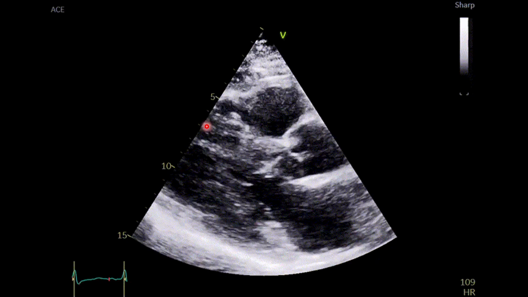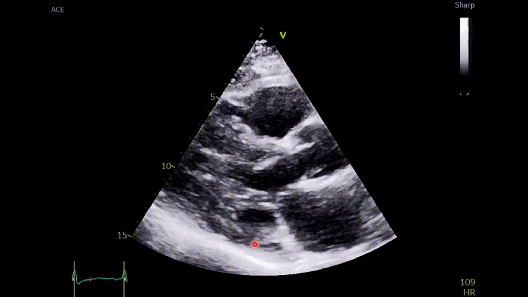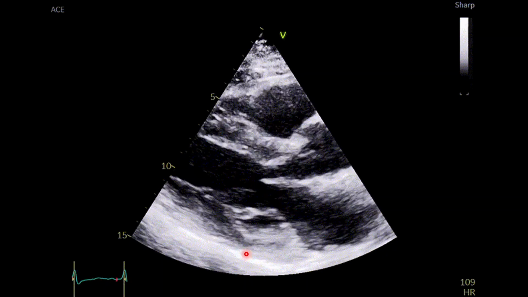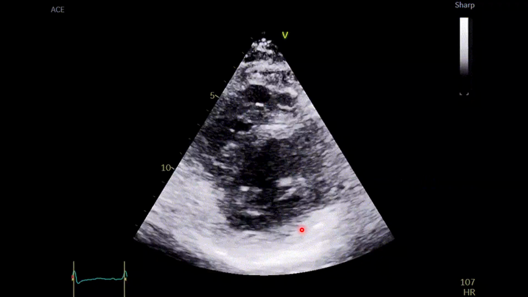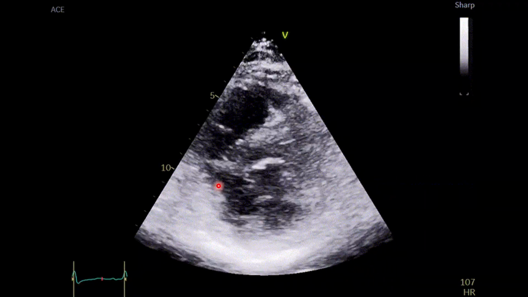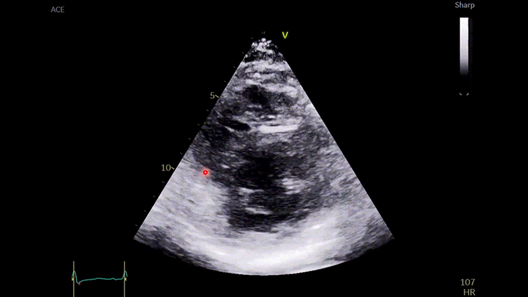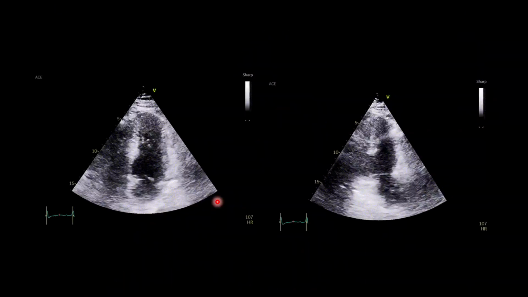So the basal to mid-anteroseptum is contracting normally. The basal inferolateral segment is also contracting normally. There's no significant MR or AR. However, looking at the basal inferoseptal and inferior segments, these are akinetic.